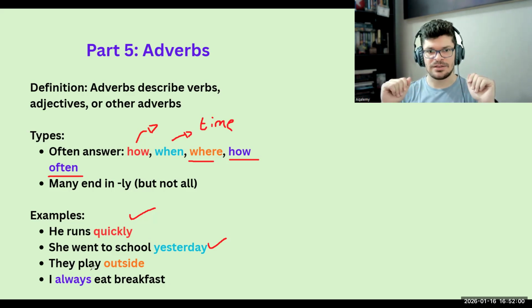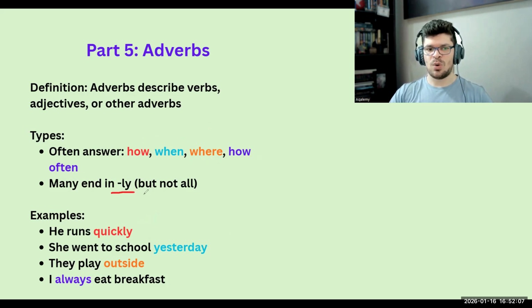I hope you understand. In most situations, these adverbs end in ly, sometimes, not always. He runs quickly. She went to school yesterday. They play outside. I always eat breakfast.